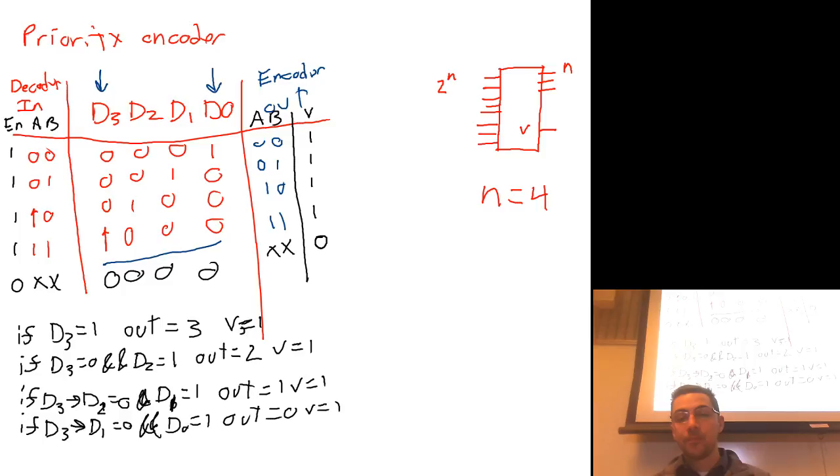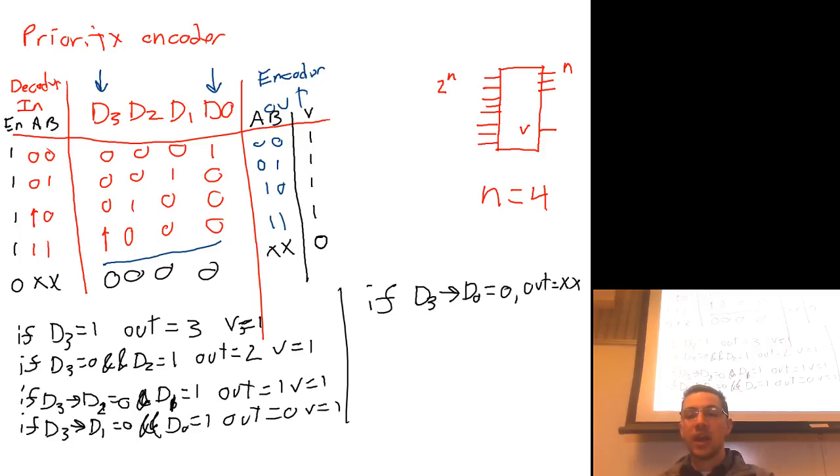Last step here, if D3 through D0 are all equal to 0, out equals don't care, valid equals 0. It's invalid. It's not valid. That's the functional description of a priority encoder.